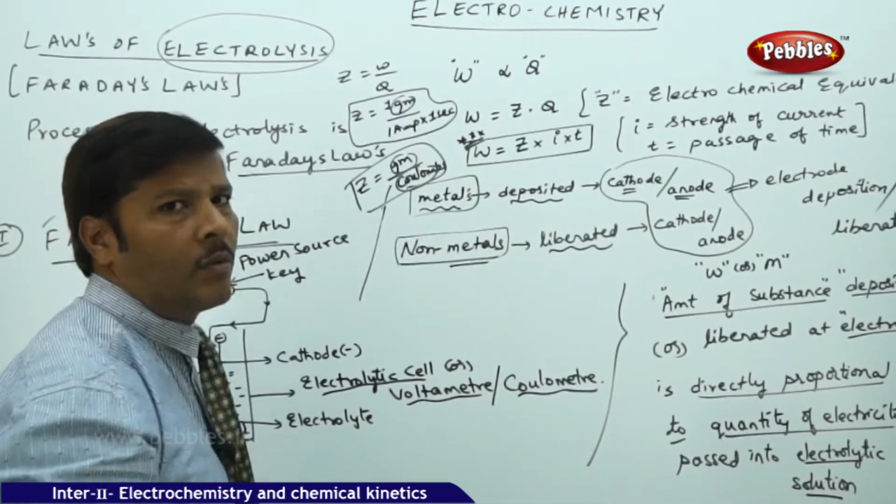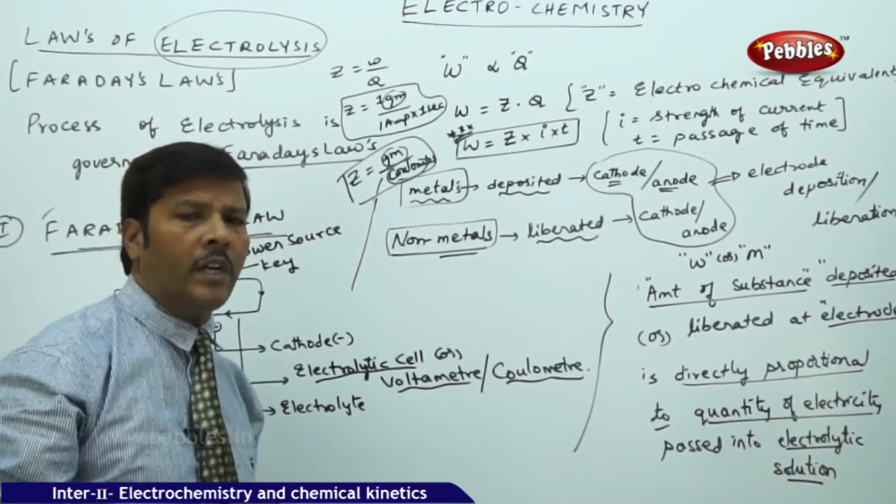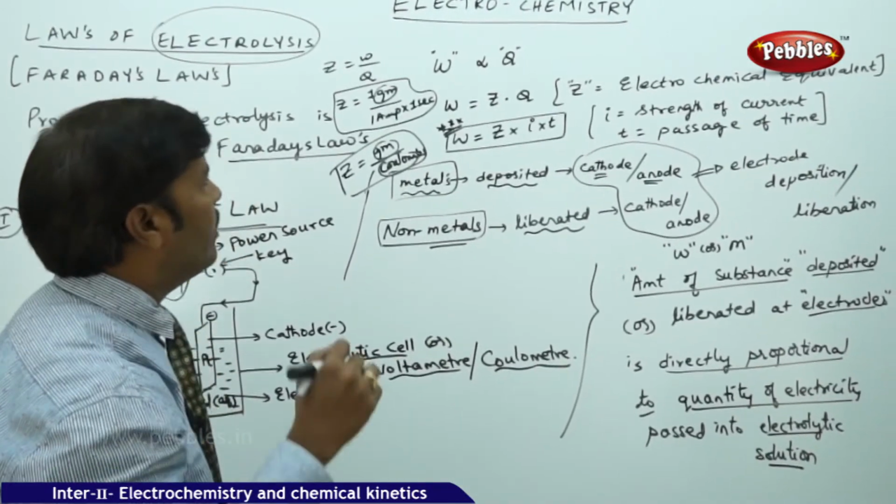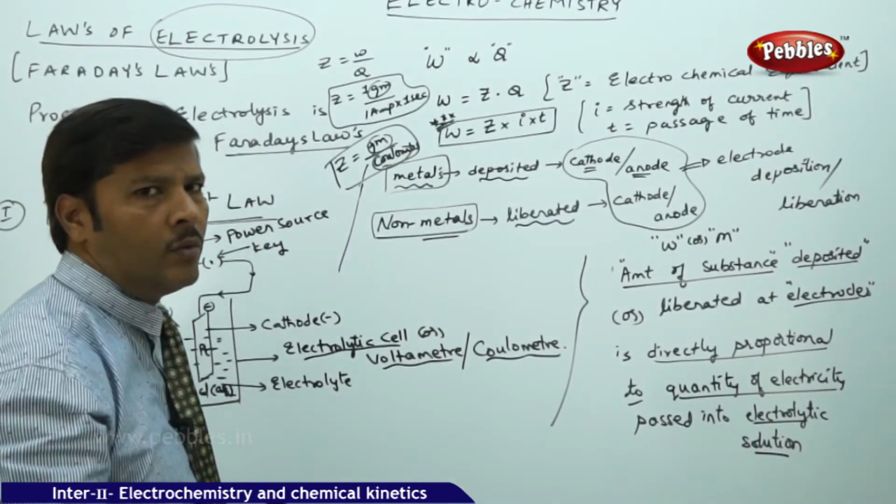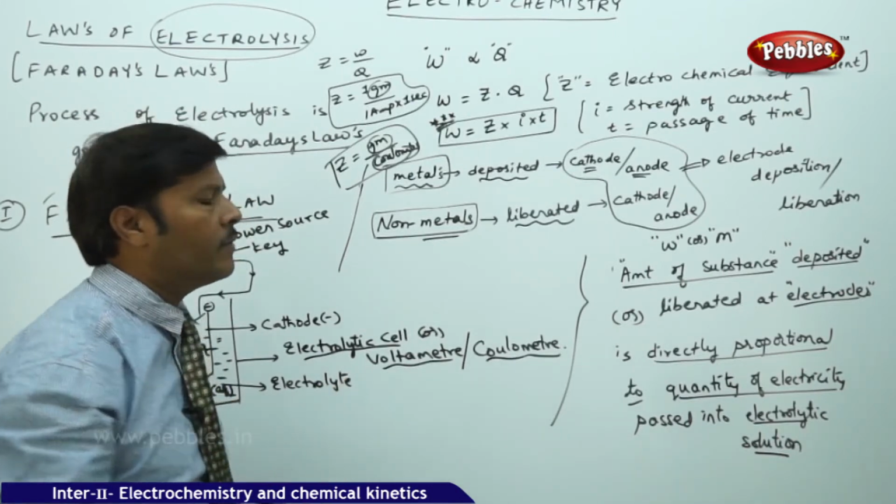And the electrochemical equivalent for a given electrolytic solution depends upon the nature of the electrolyte and also the kind of electrodes which we are trying to use. So this comes under Faraday's first law.